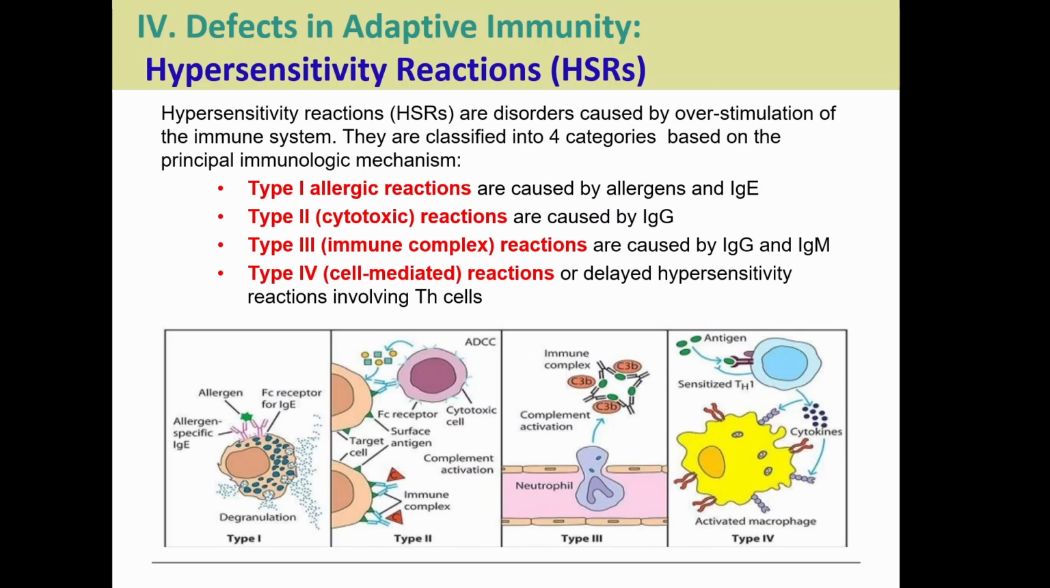Type 2, this is cytotoxic. This is by IgG. Type 3 is caused by IgG and IgM, and type 4, this is called delayed hypersensitivity. This involves the helper T cells.